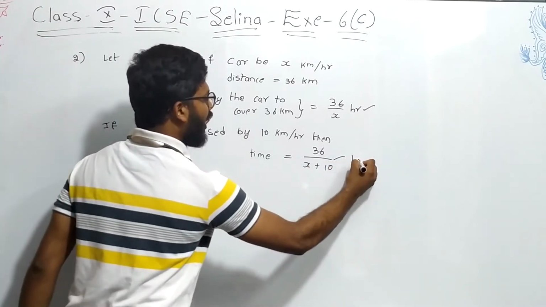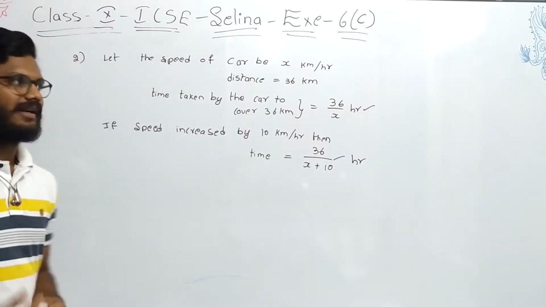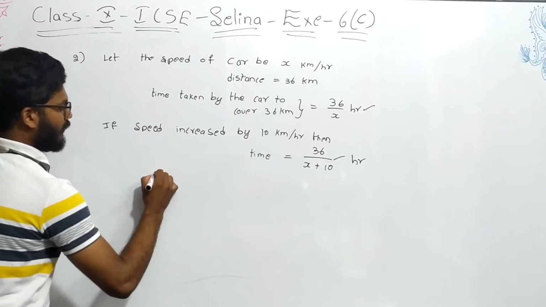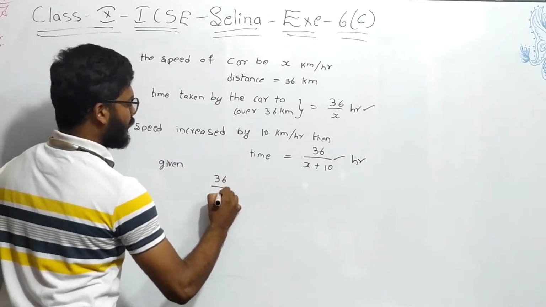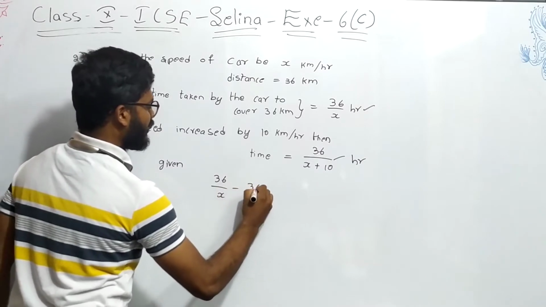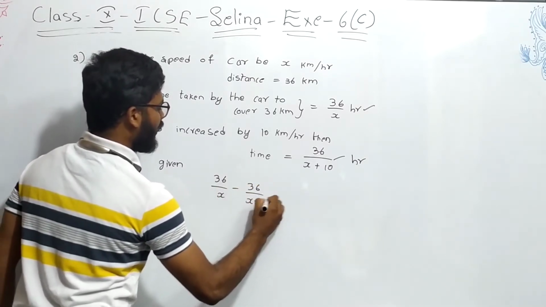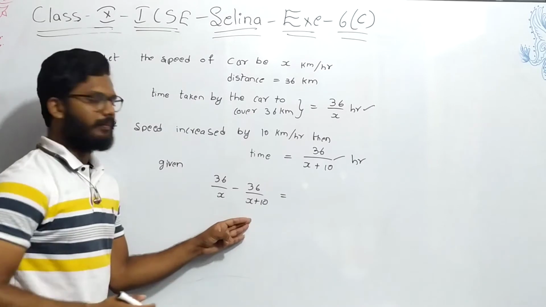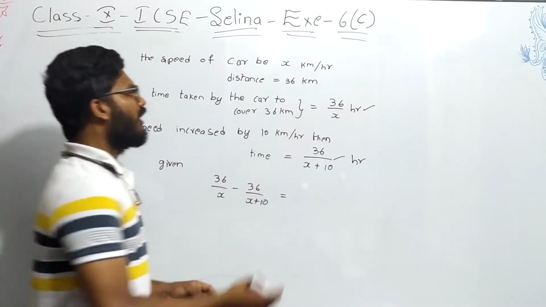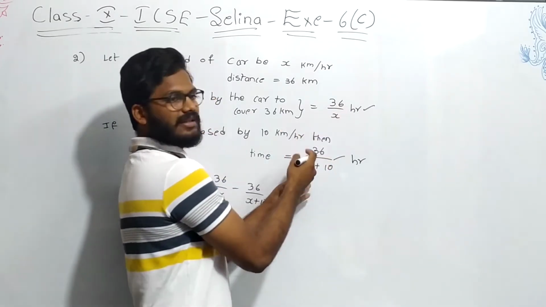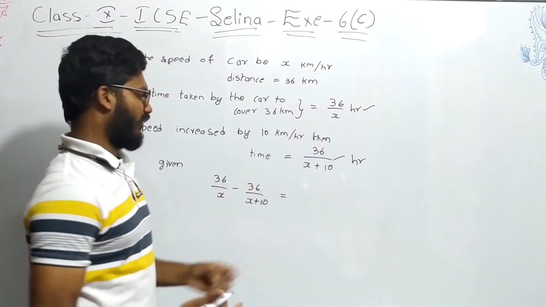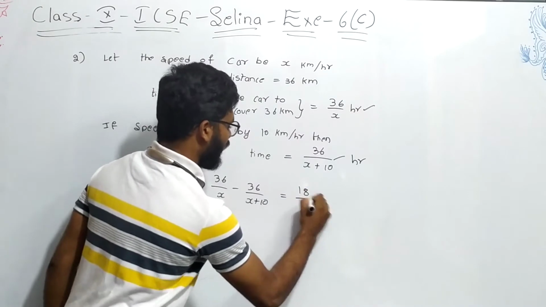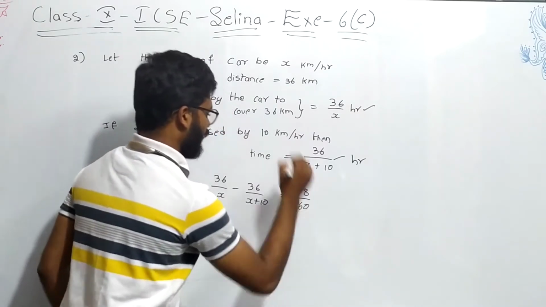So as these two are hours, we have to write that in minutes only. So that implies, or else given, 36 by x minus 36 by x plus 10. Why? This denominator is bigger, the value is less. Or else here the speed increases, the time decreases. So this is less and this is greater, value is equal to 18 by 60.